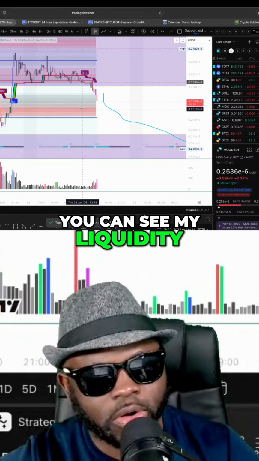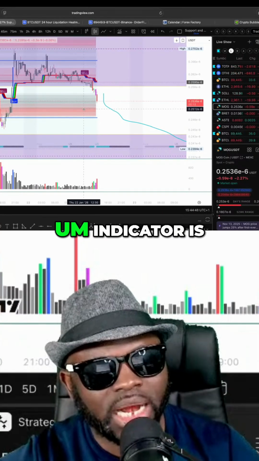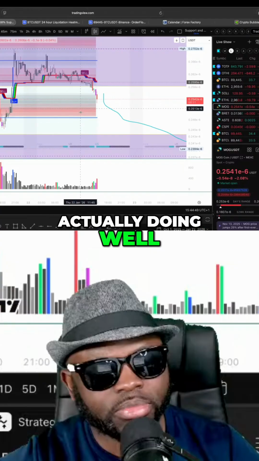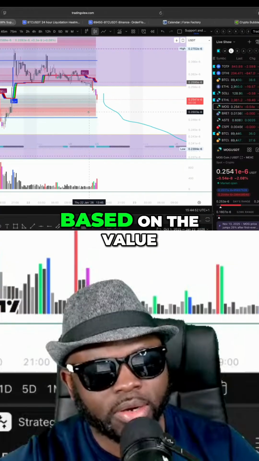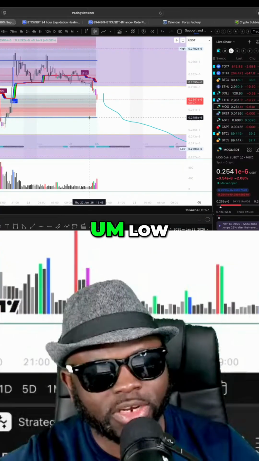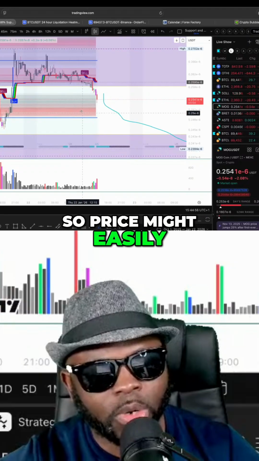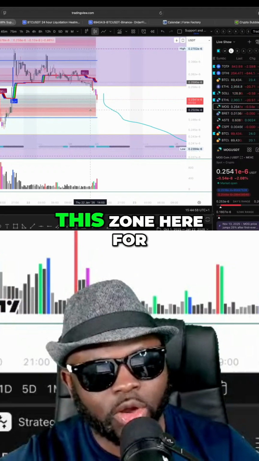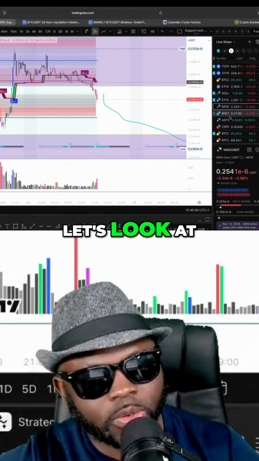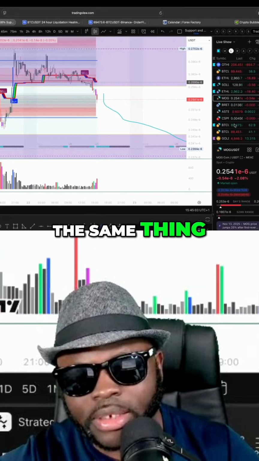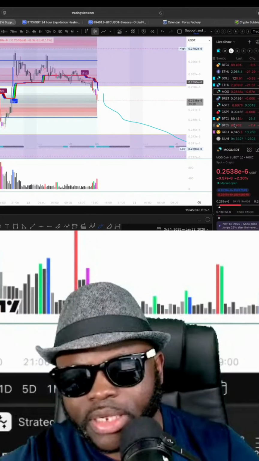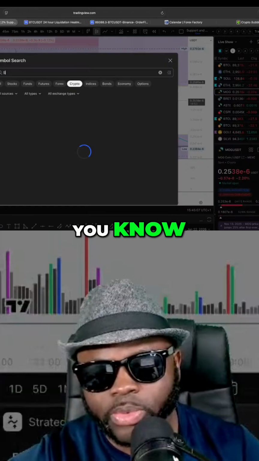You can see my liquidity indicator is actually doing well. It marked this zone based on the value area low. So price might easily come to this area here, this zone here. For more coins, let's look at the same thing with Shiba.